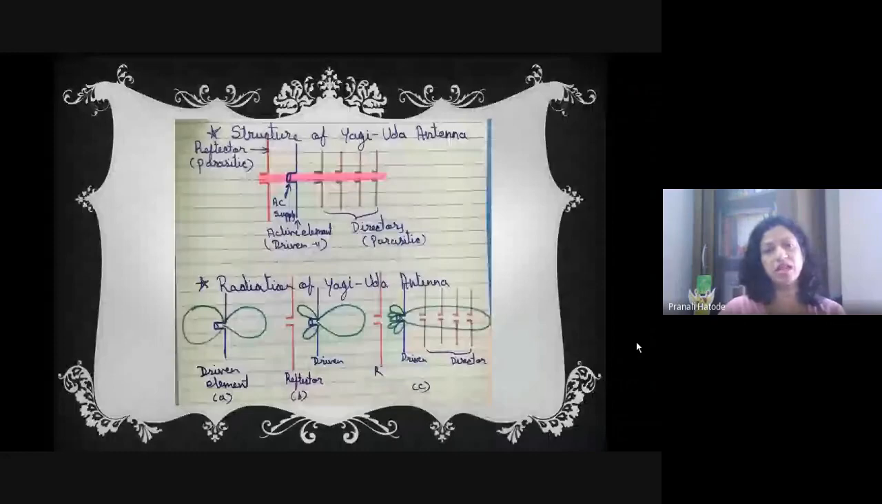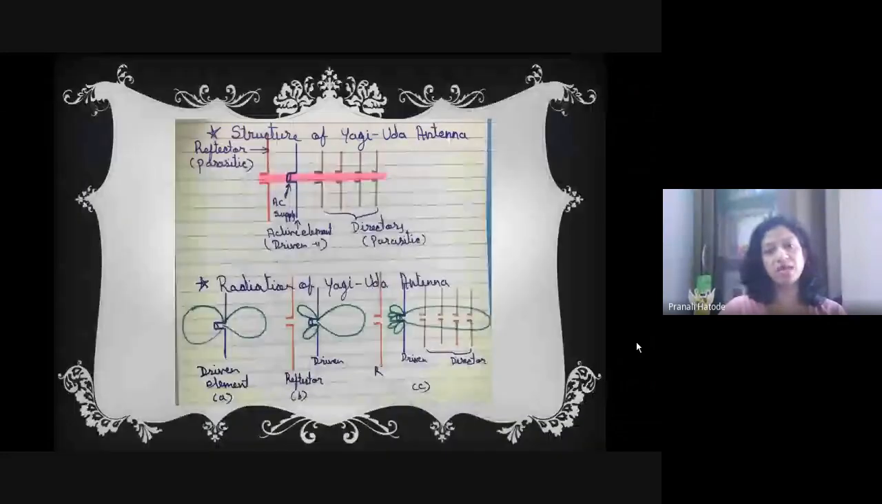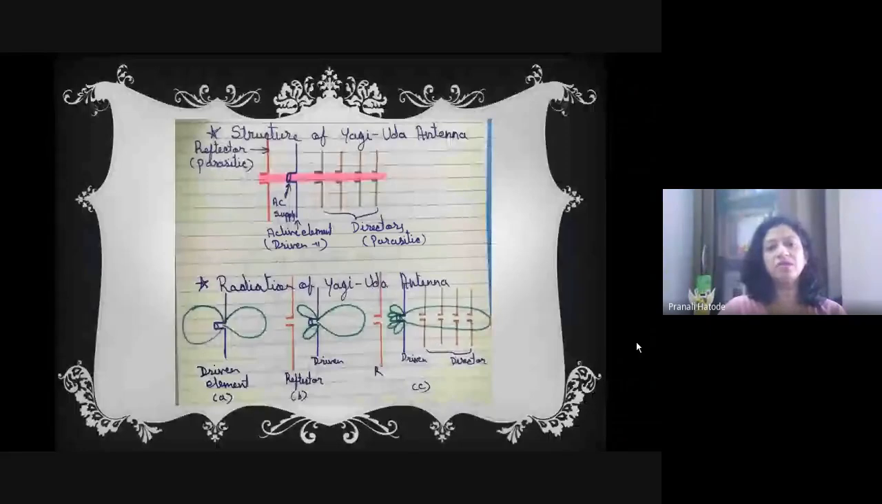Now in this slide you can see I have shown a reflector with the red element, and the brown elements denote the directors. These are all parasitic elements. Only the blue element in this is an active element, that is a simple dipole which is connected to the AC power supply.